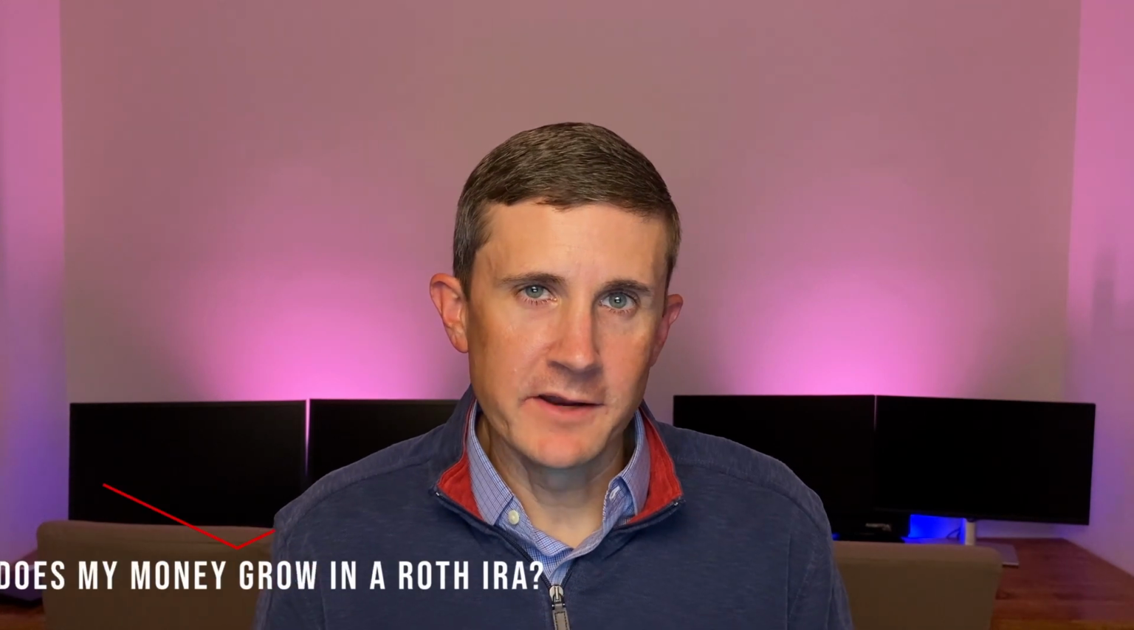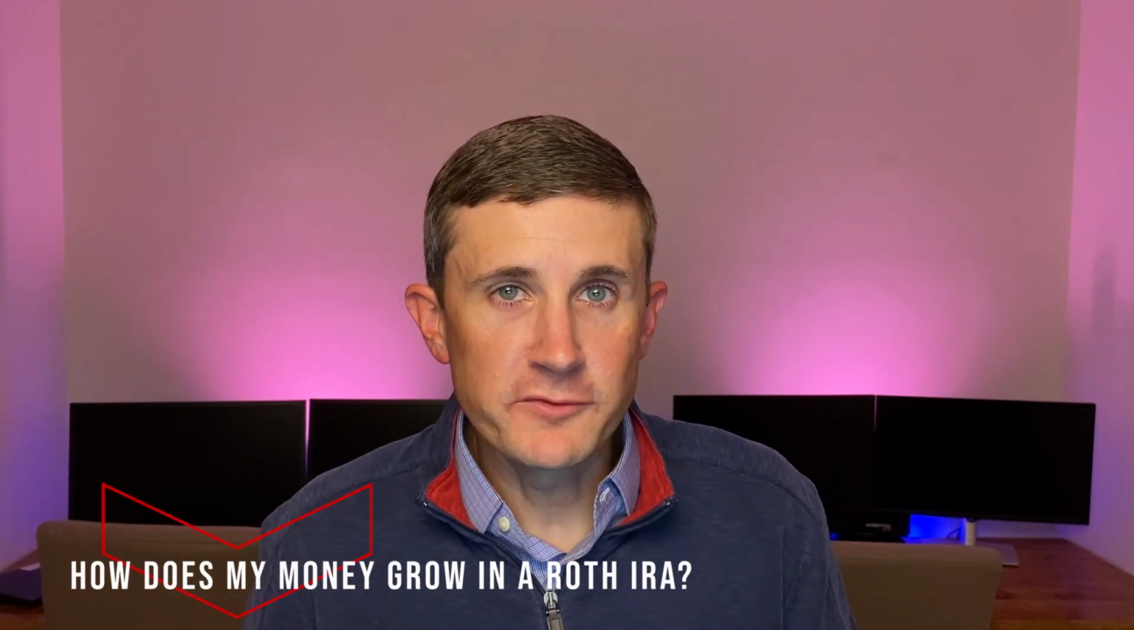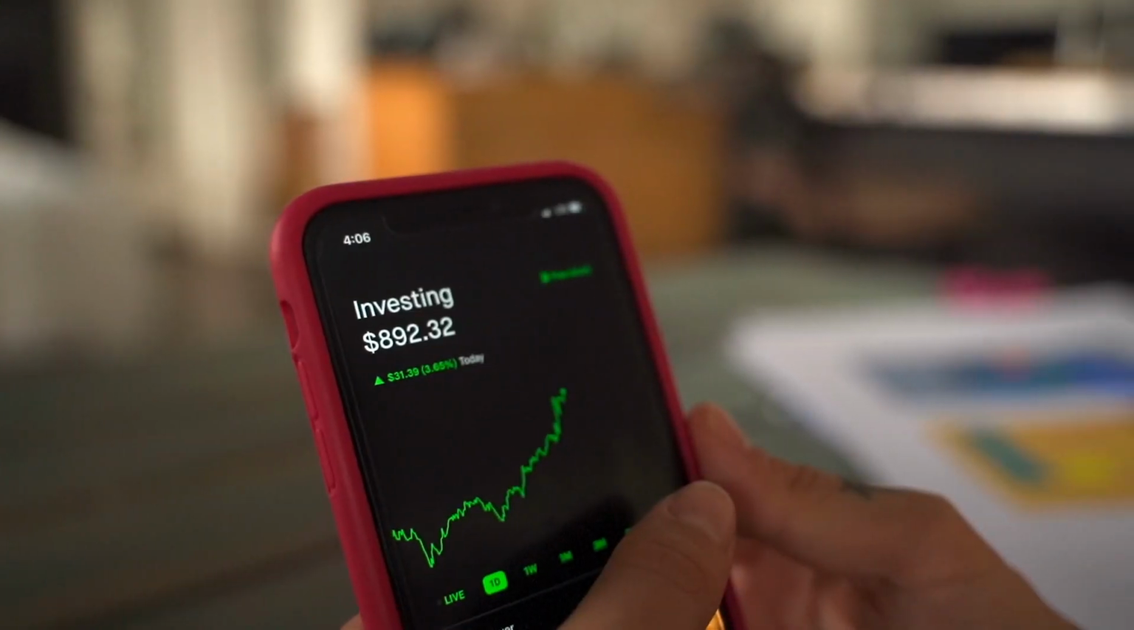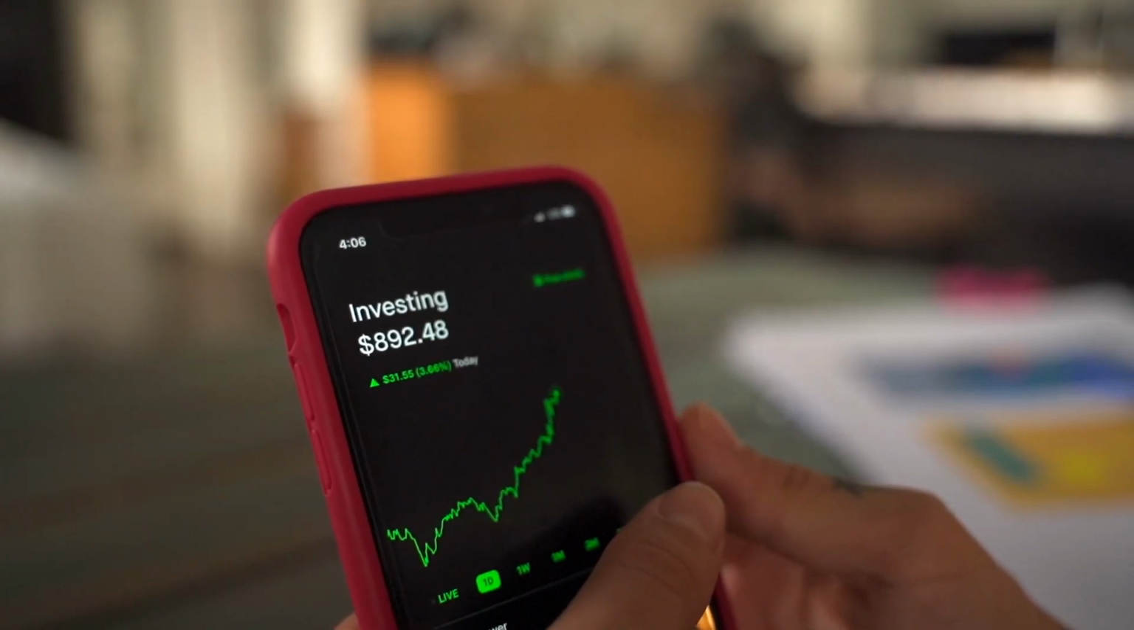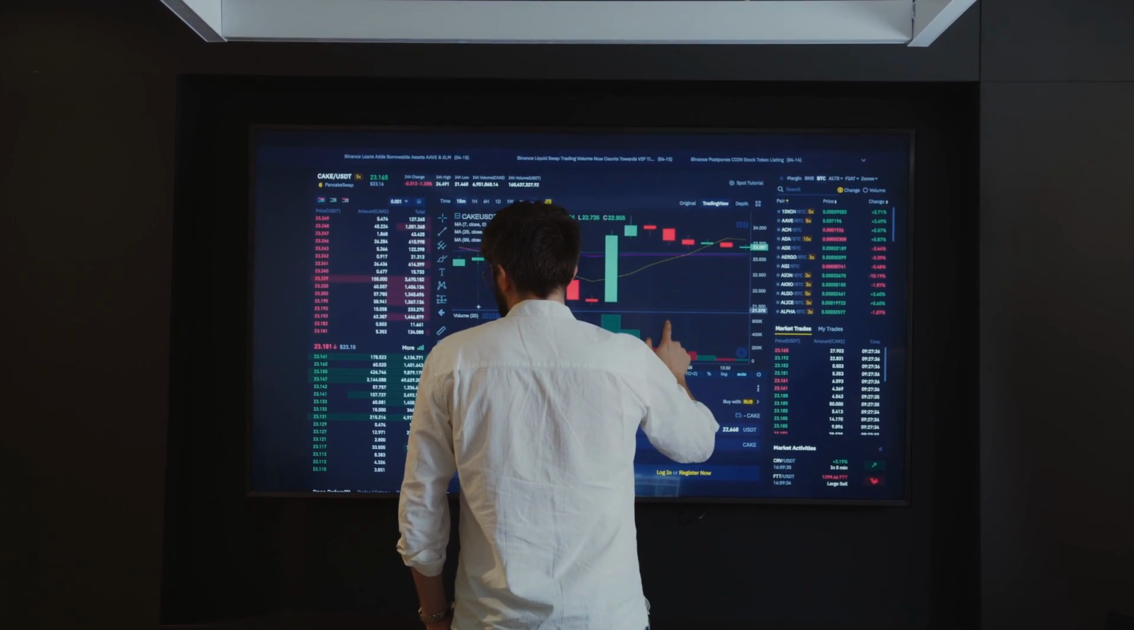So to begin with, let's answer the question in our title. How does my money grow in a Roth IRA? And the most basic answer is through investment return. And your Roth IRA will grow by selecting an investment, or better yet, a pool of investments that will increase in value over time. These investments could be things like stocks, bonds, mutual funds, ETFs, treasuries, CDs, money markets.